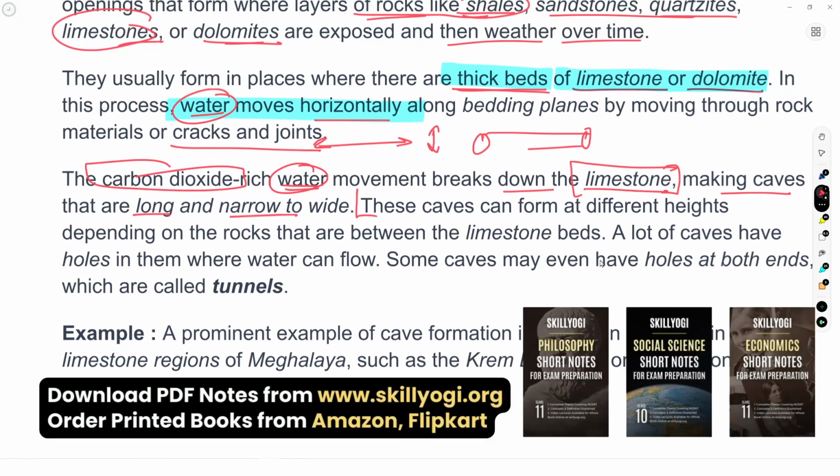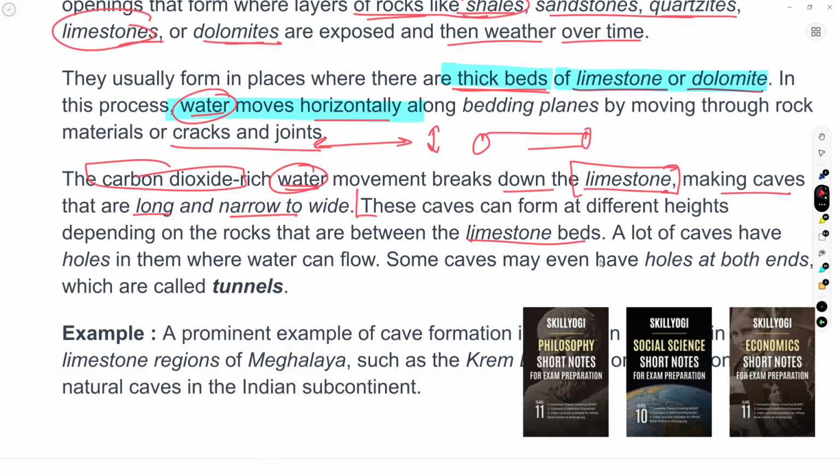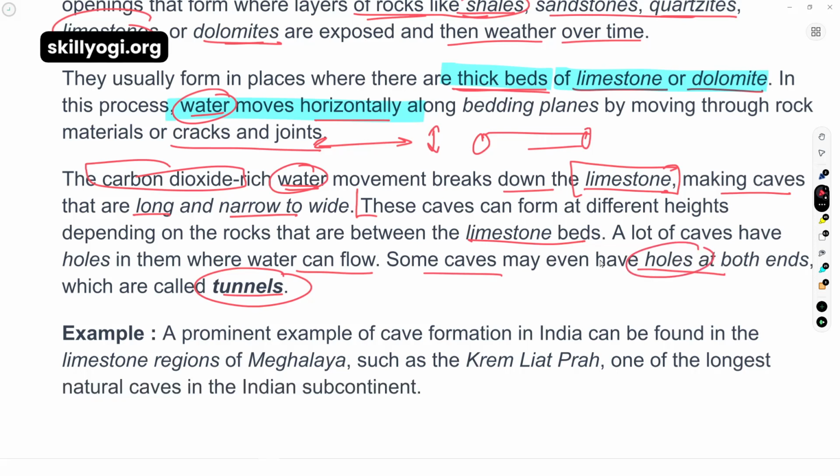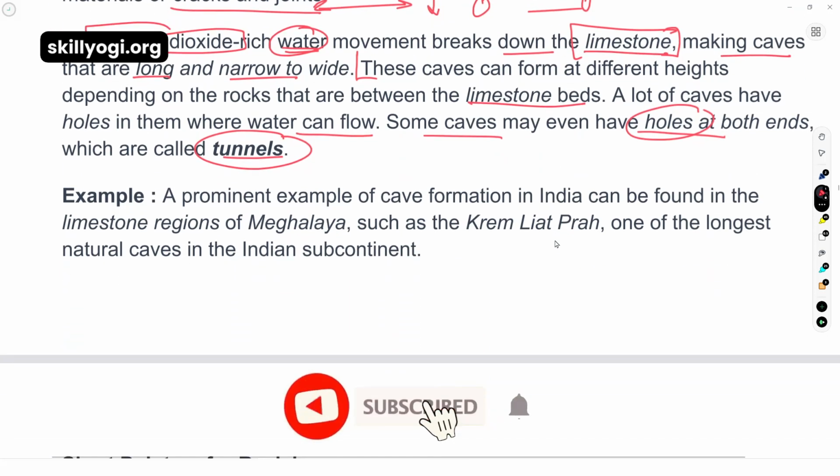A lot of caves have holes in them where water can flow. Some caves even have holes at both ends. These are called tunnels. So if someone asks you what a tunnel is, when caves have holes at both ends, those holes are called tunnels. You already know what a tunnel is, you have already heard what caves are. But when you are asked what it means, to explain it, then you can easily understand it and write it in your exam. So let us look at an example.